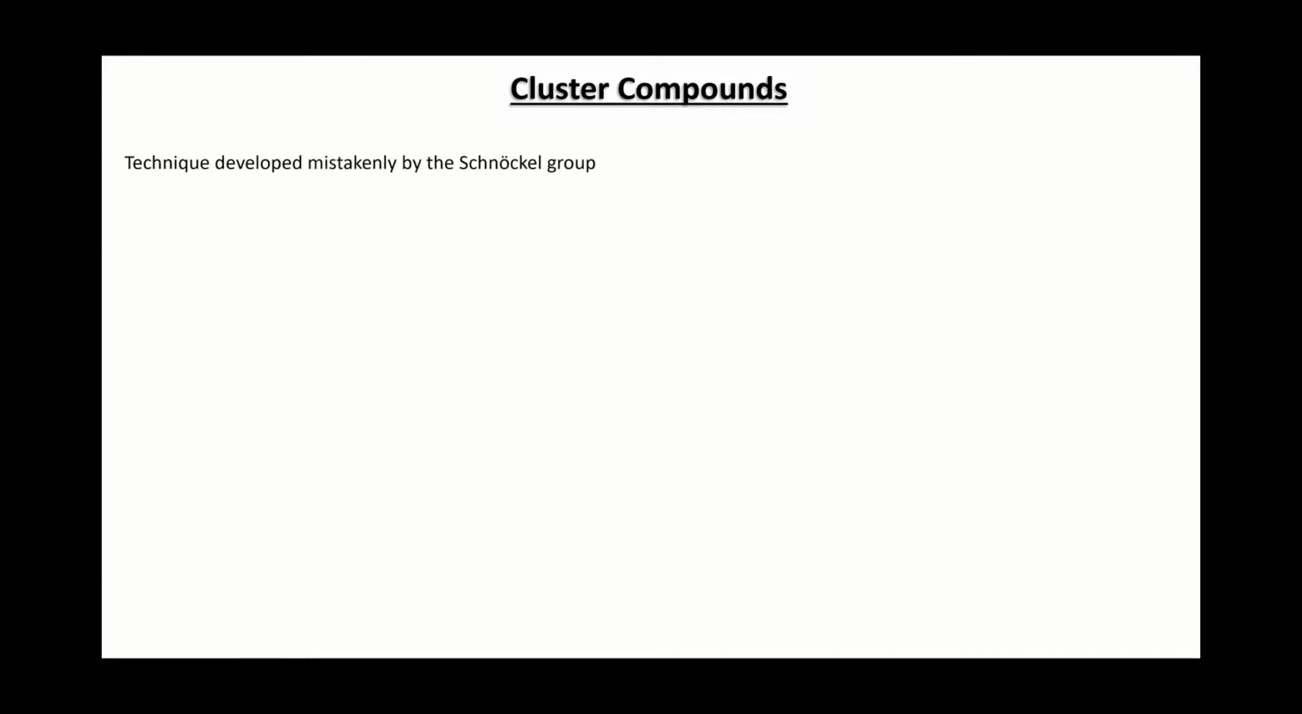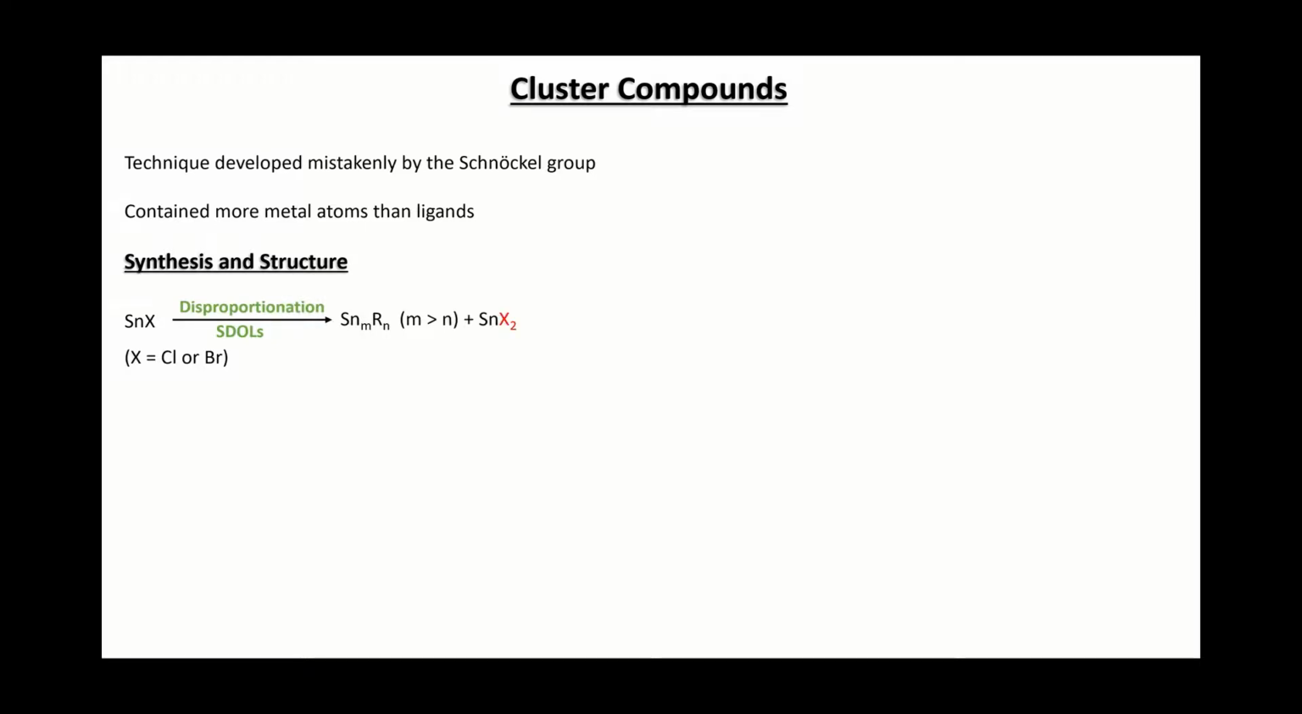One of their synthetic routes was actually mistakenly discovered by the Schnökel group, whereby their clusters consist of a greater number of metal atoms in comparison to ligands. Now, as a general route, we can synthesize these compounds by taking a tin(I) bromide or chloride, which I lightly glossed over earlier, with some sterically demanding organic ligands, labeled as SDOLs here. And via a disproportionation reaction, we can create these Schnökel-type clusters, along with some of our predefined tin(II) halides.